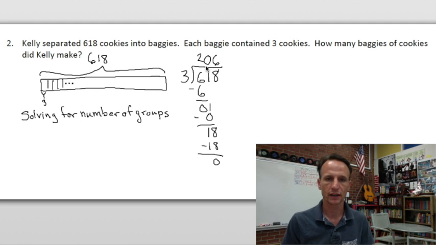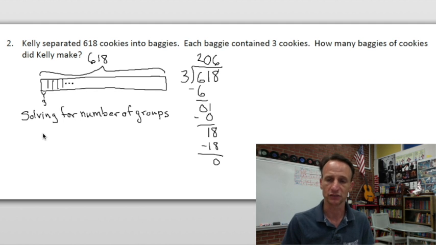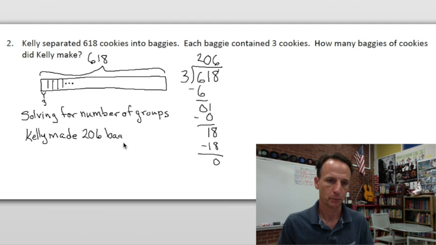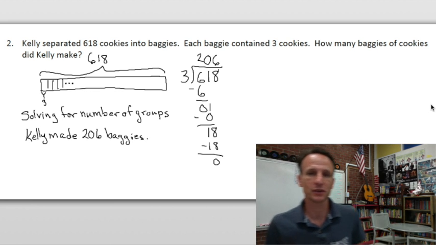And so 206 tells us how many baggies of cookies, a bit of a tongue twister, Kelly made. So Kelly made, you see how it's the number of groups, the number of baggies? 206 baggies. And I could say of cookies, but I'm feeling a little lazy, so I won't. Let's go on to number 3.